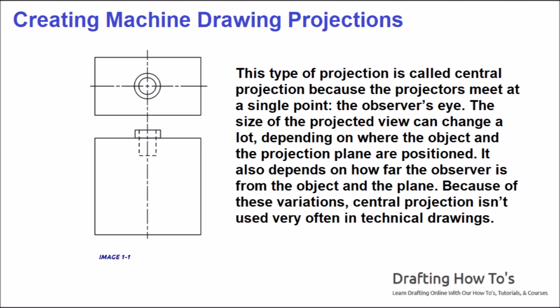This type of projection is called central projection because the projectors meet at a single point, the observer's eye. The size of the projected view can change a lot, depending on where the object and the projection plane are positioned. It also depends on how far the observer is from the object and the plane. Because of these variations, central projection isn't used very often in technical drawings.